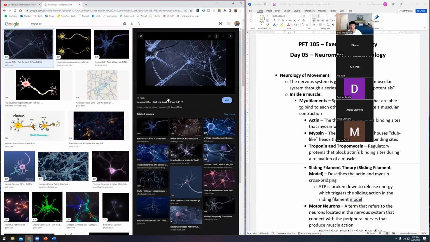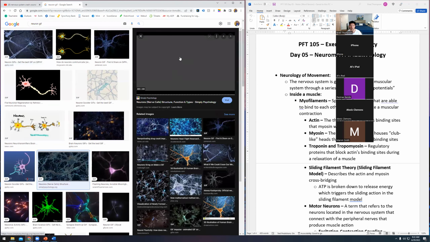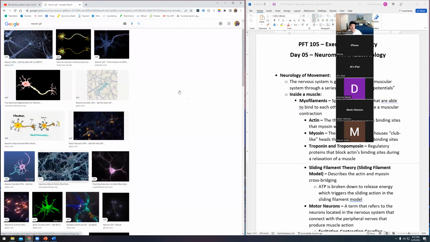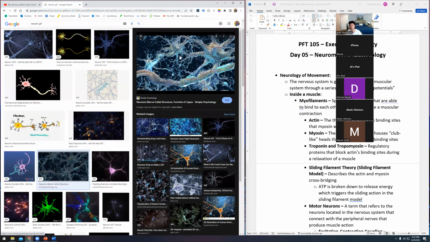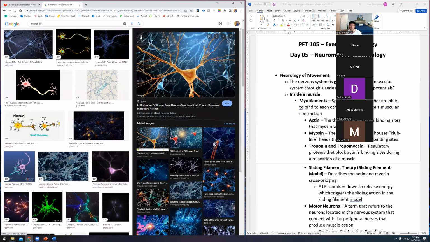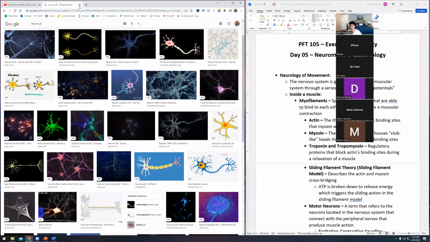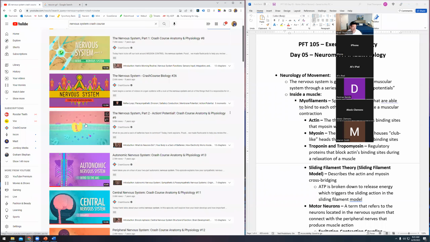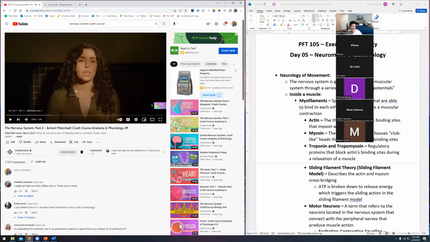Your nervous system communicates by creating this electrical activity. There we go, right? Looks like lightning bolts going off. That electrical current is what we need to understand if we're going to understand how we create movement. So this is going to tell you how we actually generate that electricity.